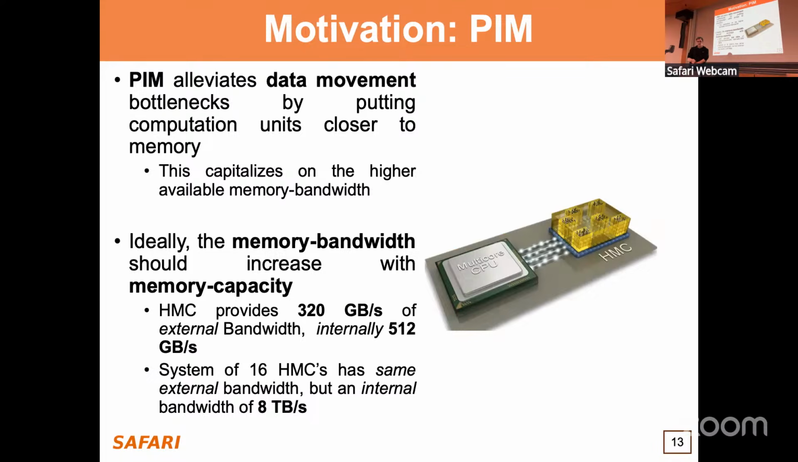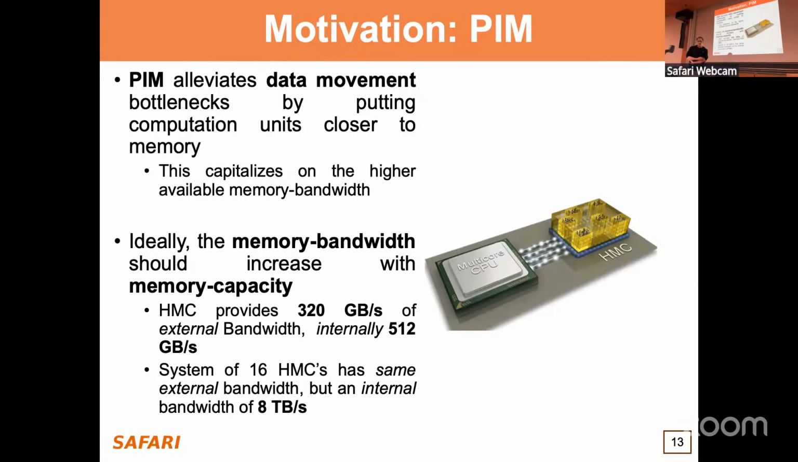So a little background on the PIM. PIM alleviates data movement bottlenecks by instead putting the computation units closer to the memory. This capitalizes on the higher available memory bandwidth that, for example, the hybrid memory cube provides.